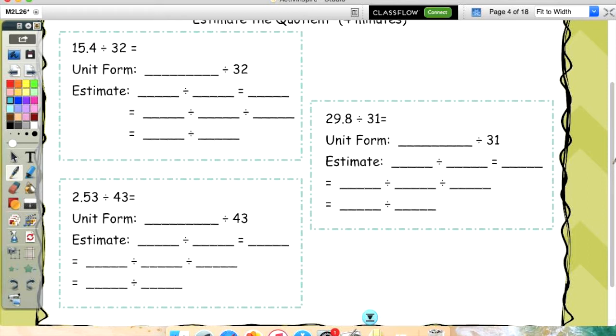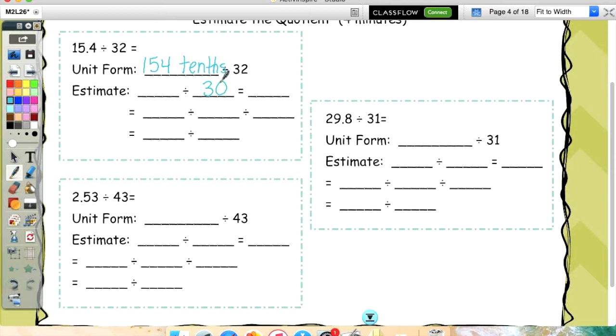Okay, so the first thing I have to do is change 15.4 to unit form. So I'm going to take out the decimal and write the place value. What place value is the 4 in? Tenths. So that's the first thing you write. Now I'm going to round my divisor. What's my divisor? 32. What am I going to round it to? 30. Okay, write that down.